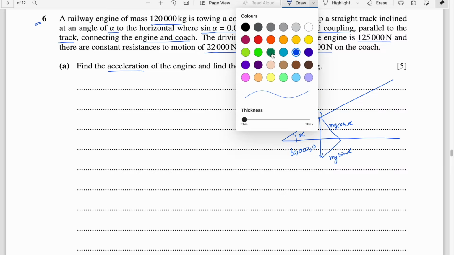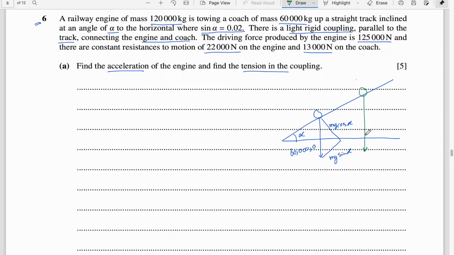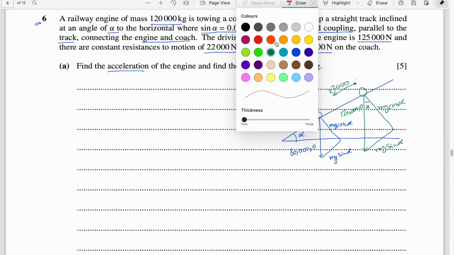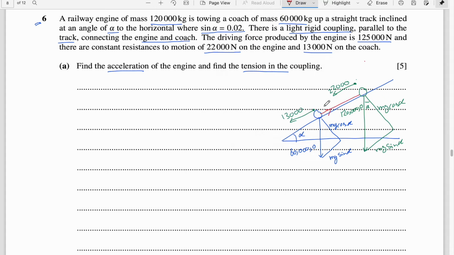Now on the other end, when we talk about the engine, now mass is 120,000. So we write 1,200,000 for the weight. You split them, mg cos of angle, mg sine of angle. Now additional forces, we have a resistance of 13,000 on the coach. We have a resistance of 22,000 on the engine, and there is a coupling between them. So for the coach, tension would be upwards, for the engine tension would be downwards. And one more force, which is 125,000, that is driving force on the engine.